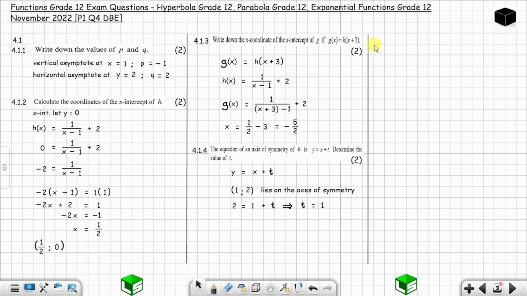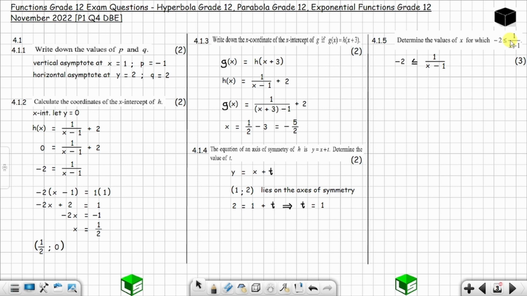So now it's question 4.1.5. The question is, determine the values of x for which negative 2 is less than or equal to 1 over x minus 1. The question is 3 marks. Determine the values of x for which negative 2 is less than or equal to 1 over x minus 1. This is the equation that you are given. The question is to determine the values of x. So you are given negative 2 is less than this. This is what we are given.